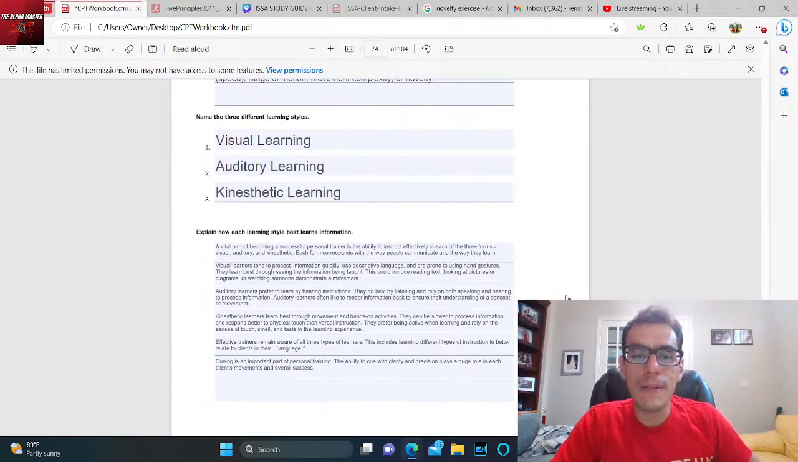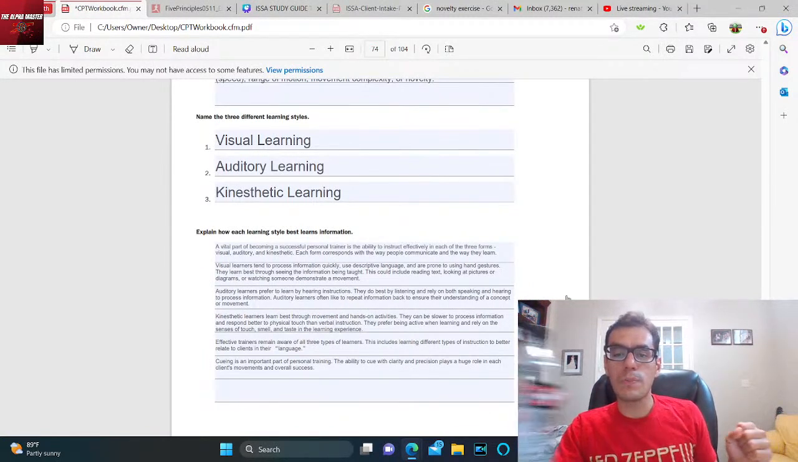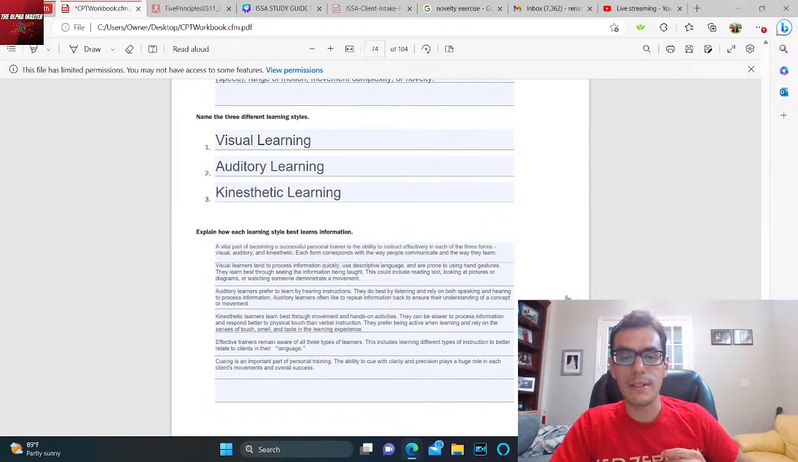Auditory learners prefer to learn by hearing instructions. They do best by listening and rely on both speaking and hearing to process information. Auditory learners often like to repeat information back to ensure they understand the movement. Kinesthetic learners learn best through movement and hands-on activity. They can be slower to process information and respond better to physical touch and verbal instruction. They prefer being active when learning and rely on the sense of touch, smell, and taste in the learning experience.